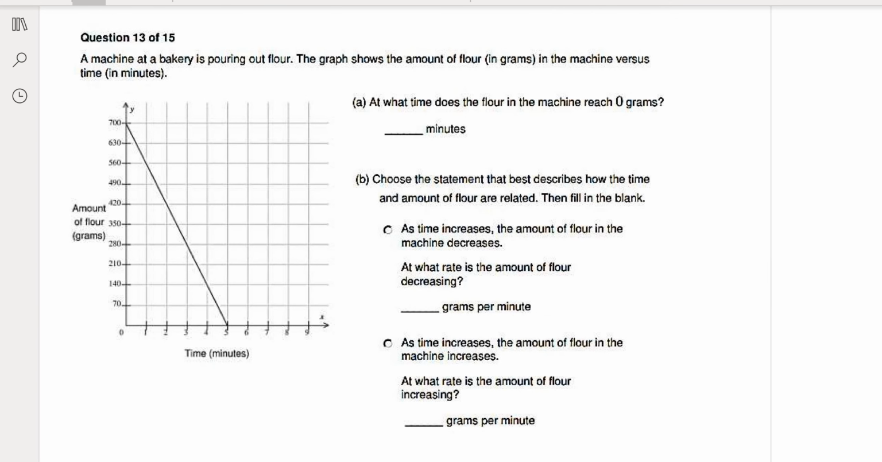Okay, we have something similar for number 13. A machine at a bakery is pouring out flour. The graph shows the amount of flour in grams in the machine versus time. So they labeled the axes, time and the amount of flour. Part A says, at what time does the flour in the machine reach 0 grams? So I'm going to look at the graph. 0 grams would be right here. And then I'm going to look at the time, and it says it's going to be 5 minutes.